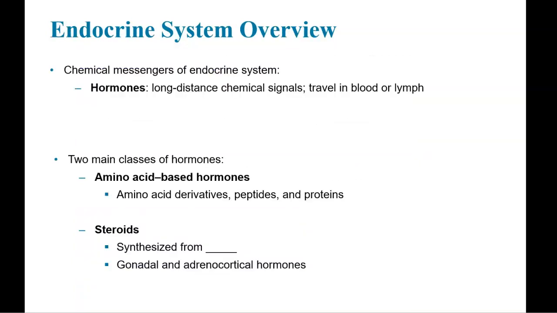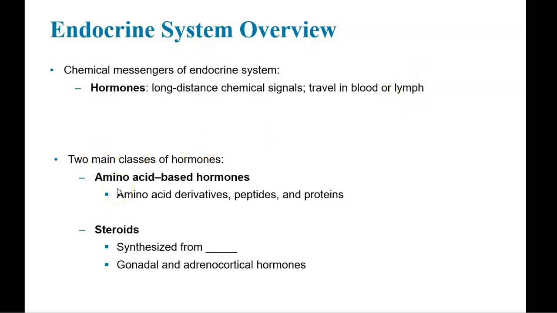So hormones are long distance chemical signals that travel in the blood or lymph. Lymph is the fluid that's found in the lymphatic system. So these are other vessels that are closely associated with the blood, with the cardiovascular system, but it's a separate system that plays a major role in the immune system. But that's what that is, lymph.